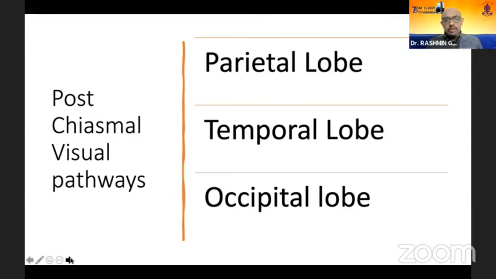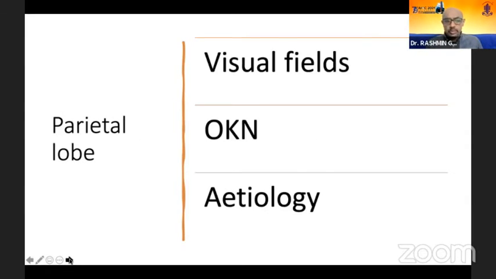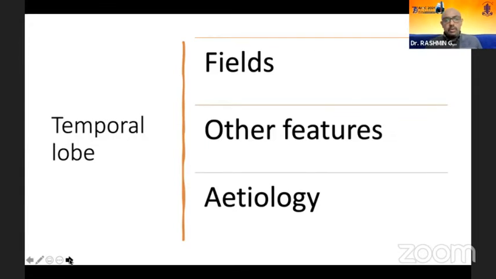What about the post-chiasmal visual pathway: parietal, temporal, and occipital cortex? In the parietal lobe, you'll have what is described as pie in the floor, that is contralateral inferior quadrantanopia, which is homonymous, and you'll also find a deficiency of pursuit movement to the same side, causing OKN asymmetry. Most of the time, parietal lobe lesions will be ischemic or compressive in origin.